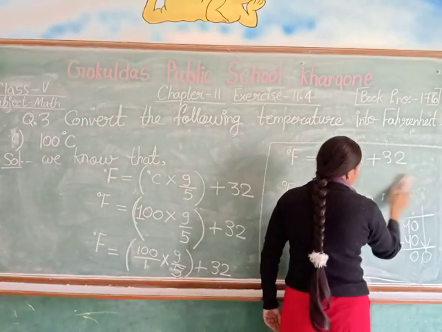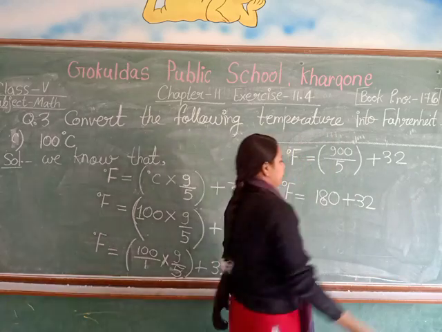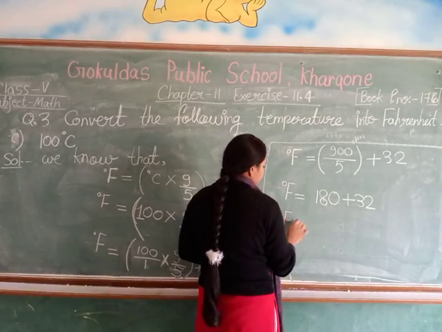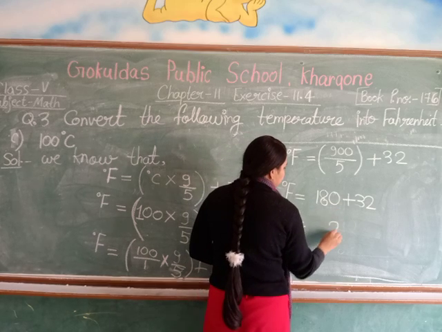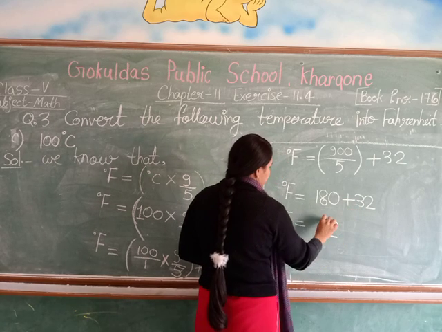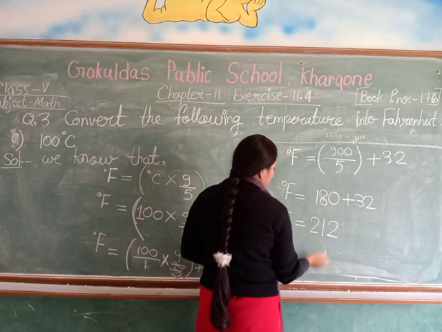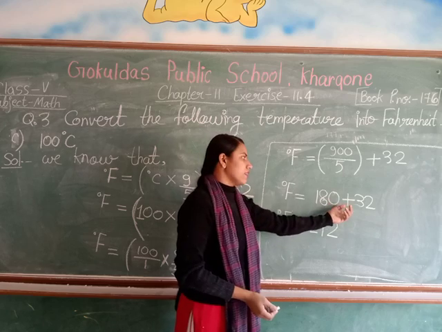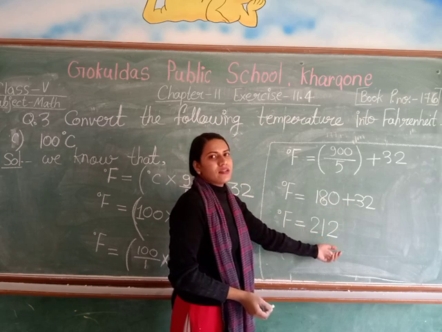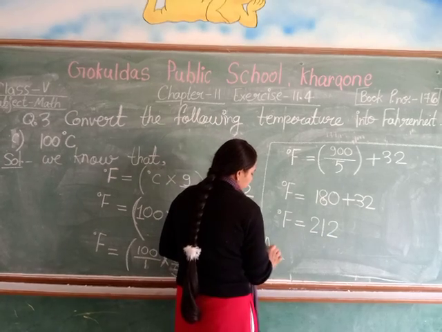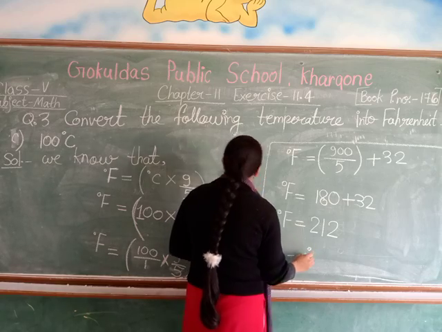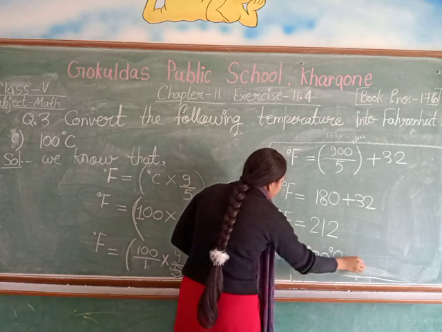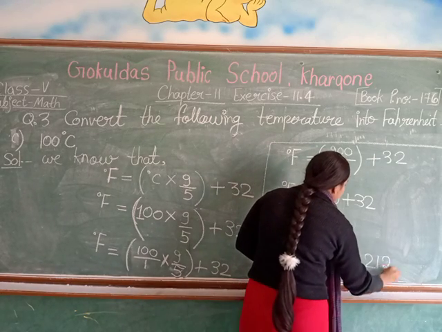Now I am erasing this rough work. Now in rough work, add both these numbers. Degree F is equal to, add both these numbers. 8 plus 3 is 11, or carry forward. So when I add 180 with 32, my answer is 212. So final answer will be 100 degree C is equal to 212 in Fahrenheit.